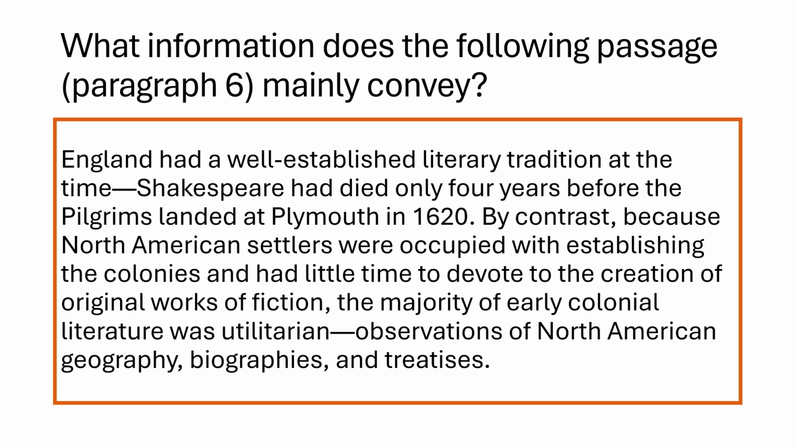What information does the following passage, paragraph 6, mainly convey? England had a well-established literary tradition at the time. Shakespeare had died only 4 years before the Pilgrims landed at Plymouth in 1620. By contrast, because North American settlers were occupied with establishing the colonies and had little time to devote to the creation of original works of fiction, the majority of early colonial literature was utilitarian. Observations of North American geography, biographies, and treatises.